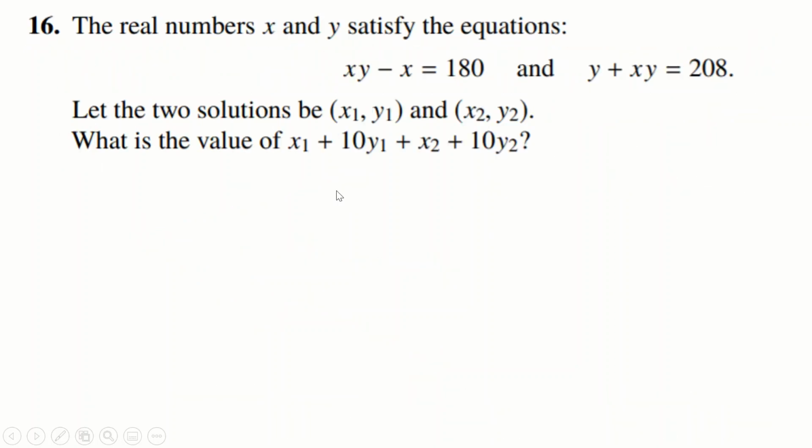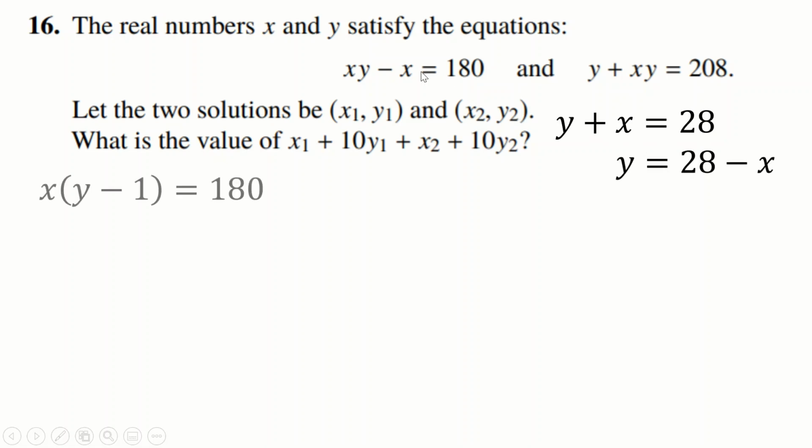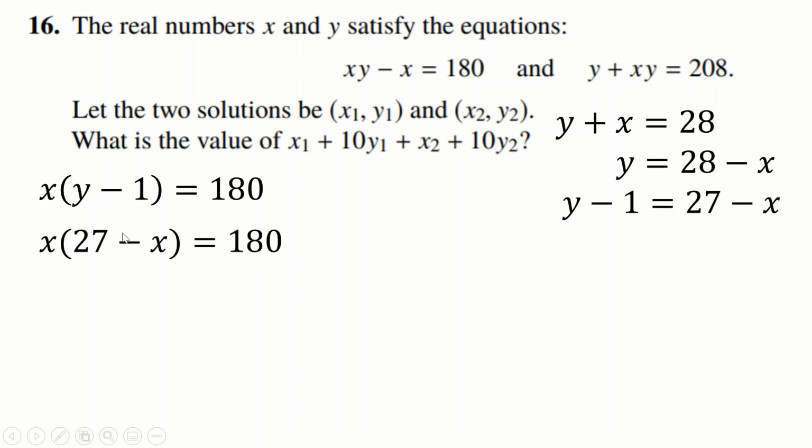Okay, number 16. Cool, so you can do this in other ways, but what I noticed first is if you just take this one and take away this one, you get y minus minus x, so y plus x, is equal to 208 minus 180, which is 28. And that's quite useful to me because I can rearrange that, and then I can just take one of the equations, factorize it, and then just stick a y minus 1 into here. Now y minus 1 is what, 27 minus x? And I just stick that in, and now I have something I can solve for x.